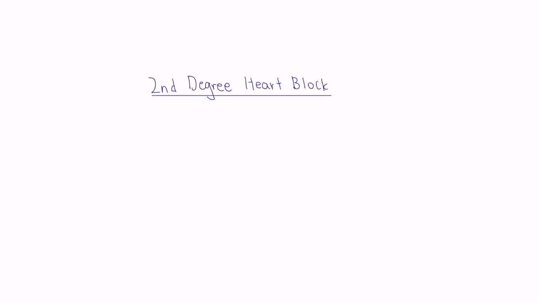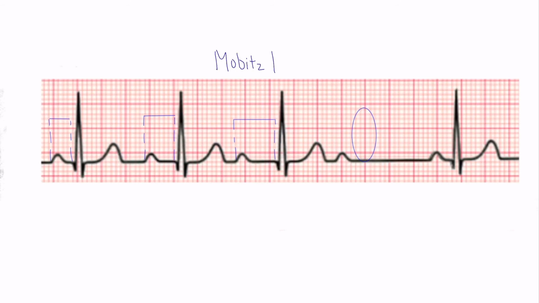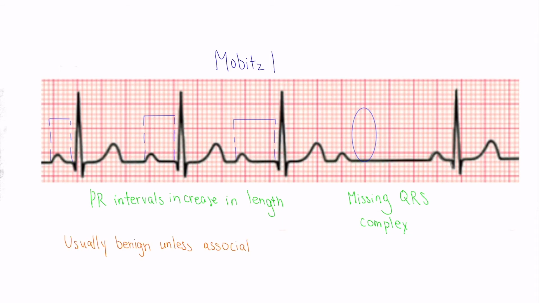Second degree heart block is more complicated, as there are 2 types known as Mobitz 1 and Mobitz 2, where the latter is more serious. Mobitz 1 can be easily identified on an ECG, as it is characterized by a PR interval which increases in length, followed by a missing QRS complex. Similar to first-degree heart block, this rhythm is usually benign, unless associated with an underlying pathology such as myocardial infarction.